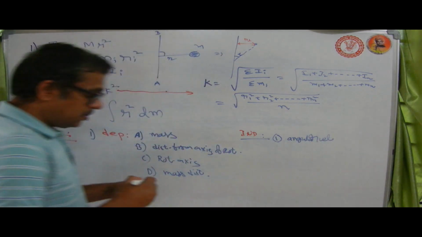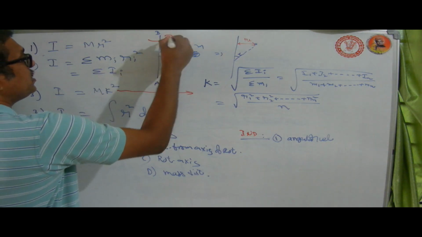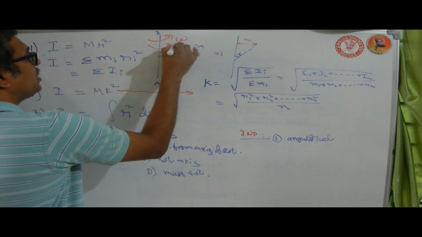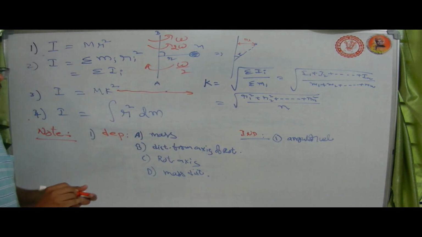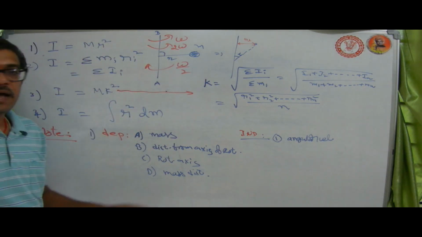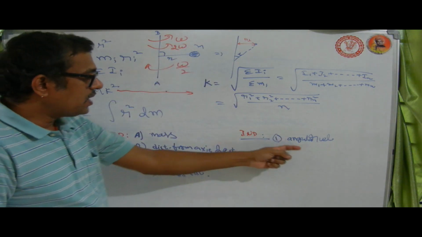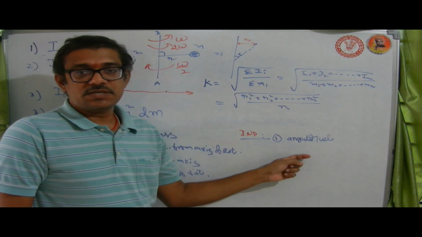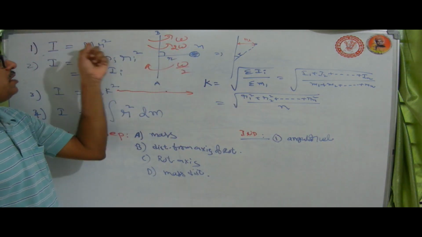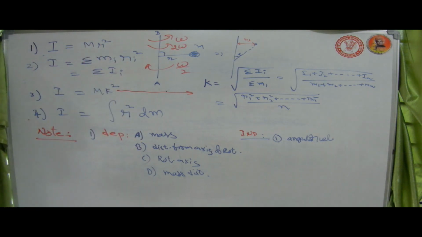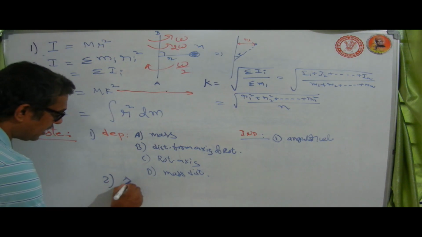If the object is rotating in this direction with omega, or rotating with 2 omega, or maybe in the other direction with omega by 2, you can imagine any situation. Omega represents angular velocity, and any angular velocity we can take, but moment of inertia is independent of angular velocity. Whatever the angular velocity of the object, moment of inertia has to be always computed using the fundamental formulas like this.